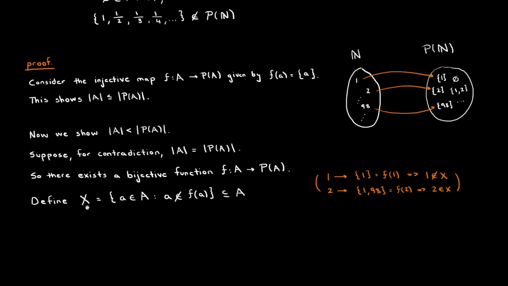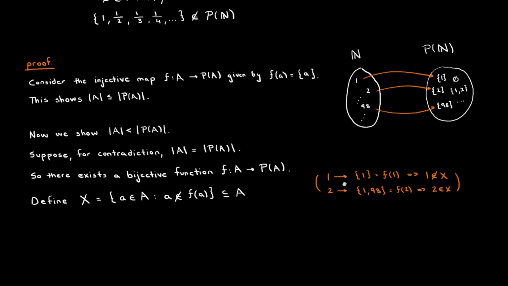Okay, so we're going to define a set X, and this set X is going to have all members a of A such that a is not in its image. Okay, so this set looks a little bit confusing, but let's break it down with an example. Let's take the same example where A is the set of natural numbers. Okay, and here's our function f. Let's suppose that 1 gets mapped onto the singleton 1, similar to what we had up here.